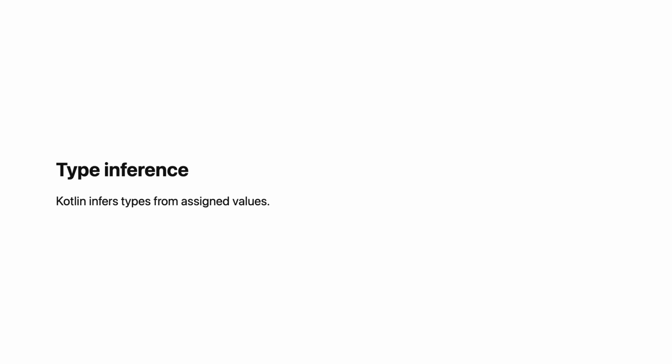This reduces boilerplate. Your code is shorter. But the type is still there. The compiler knows it. The IDE shows it. You just did not need to write it. Type inference is not guessing. The compiler deduces the type with certainty. If it cannot, it asks you to provide the type.